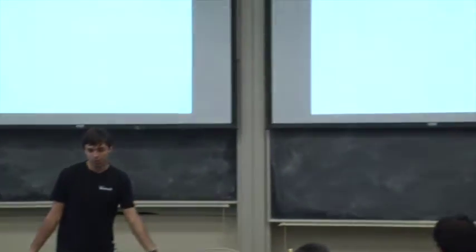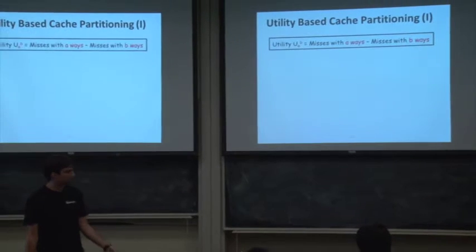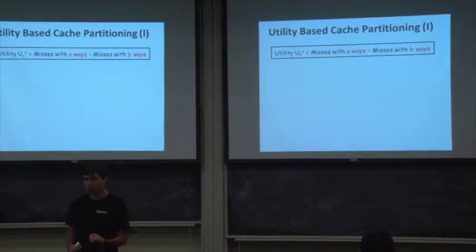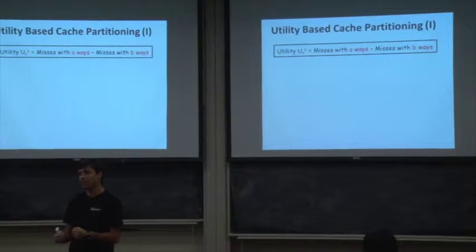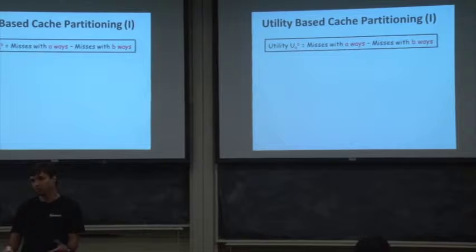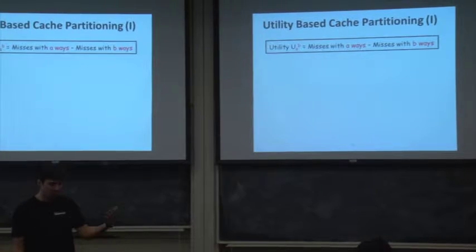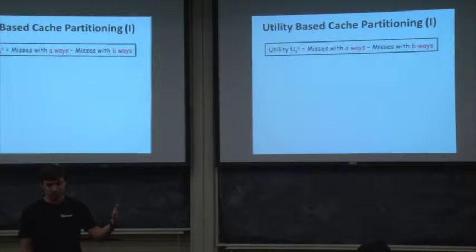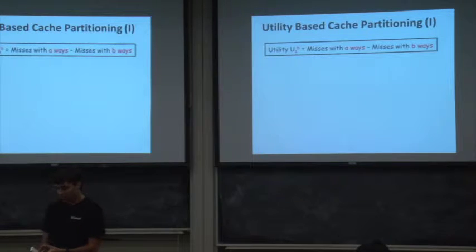So first of all, the definition. The definition is simple. You want to see how your application behaves depending on how many ways of the cache you give to it. Let's say you have a 2 megabyte cache, 32 ways. So what you do, you take your application and see what will happen if it's running alone, given, let's say, 16 ways. And then you see what will happen if I give it just 2 ways. The difference, that's the improvement of having more cache, shows you the utility there.